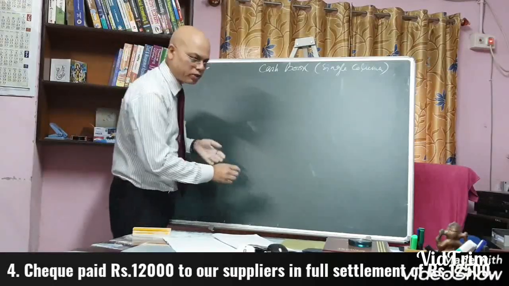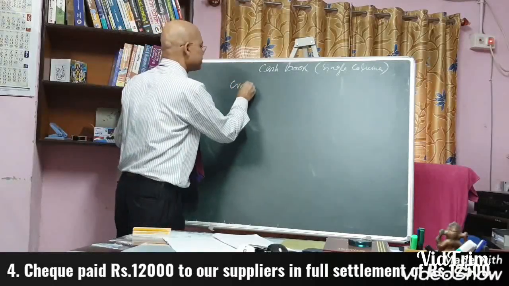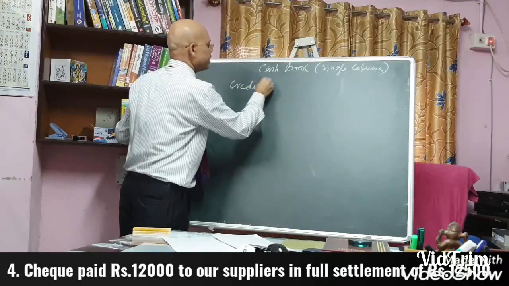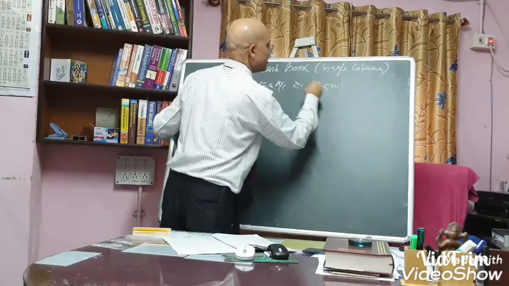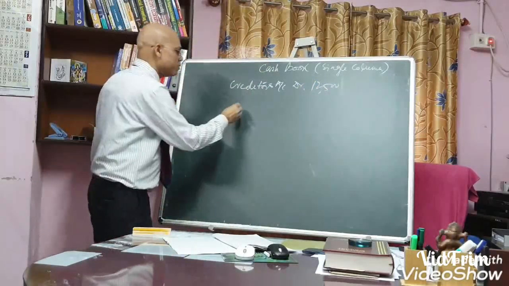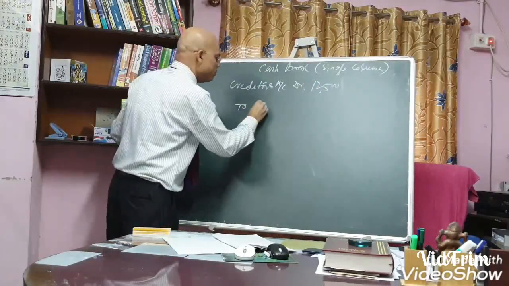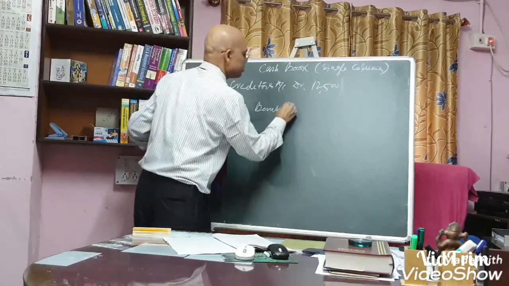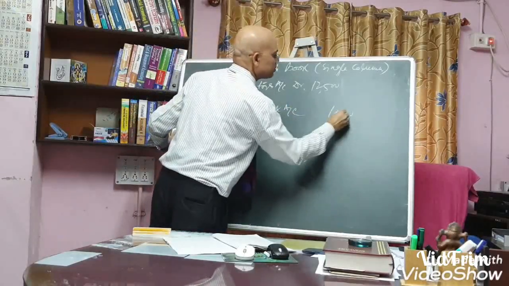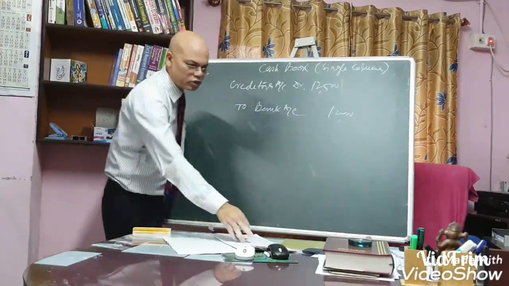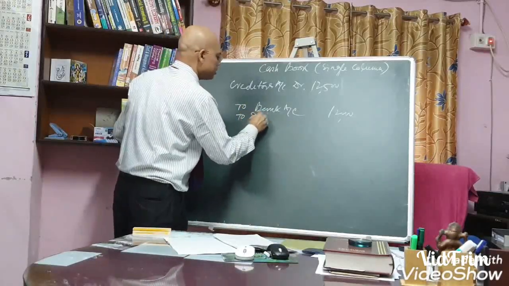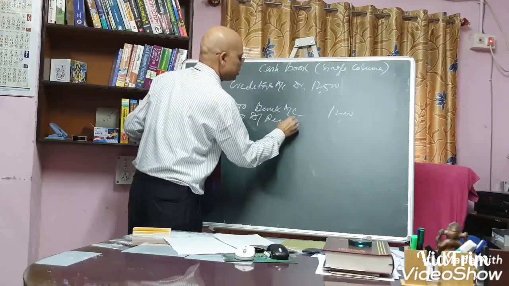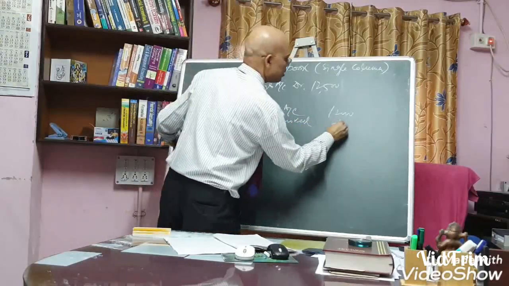Similarly, suppose check paid rupees 12,000 to our supplier in full settlement of 12,500. A check has been paid to a supplier, that is creditor. Creditor's account debit. Suppose 12,500. And how much you have given? To bank account, we have given 12,000. And how much you have not paid? 500 you have not paid. This is called discount received. 500.